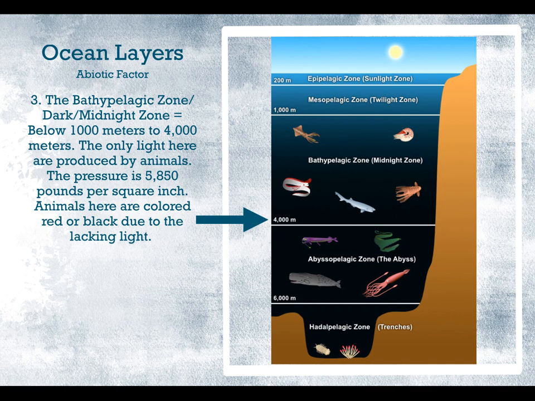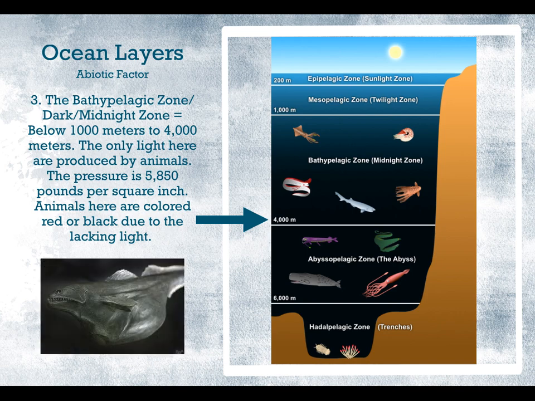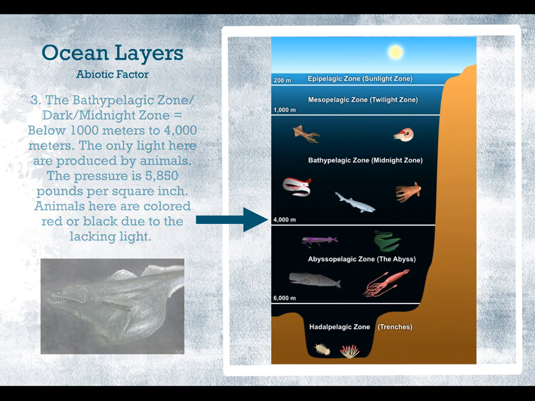Here, sunlight is unnoticeable, and the only light here is produced by animals. The pressure in this zone is also immense, being 5,850 pounds per square inch. Sperm whales also head to this zone for food, though most of the animals here are colored red or black due to the lacking light.